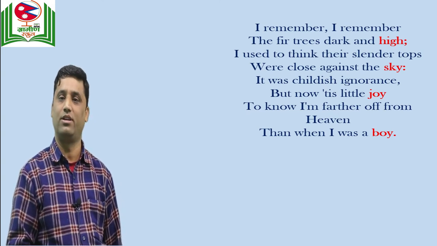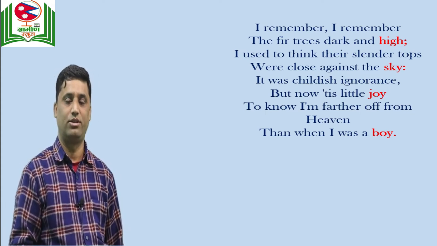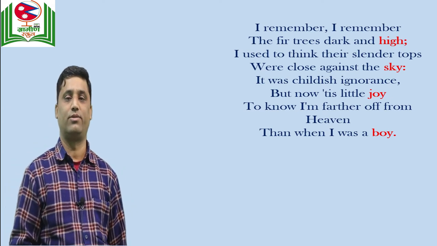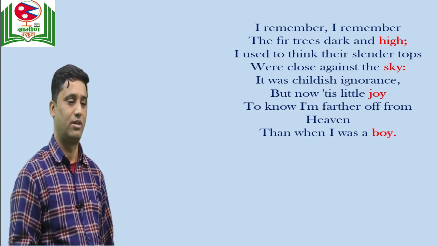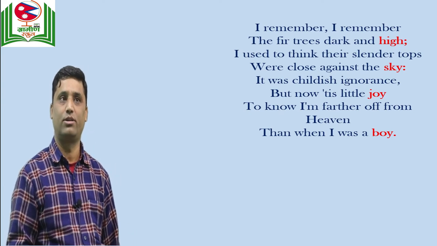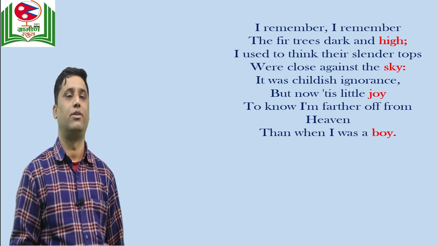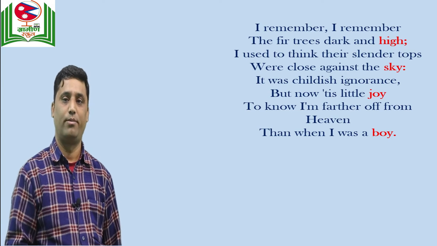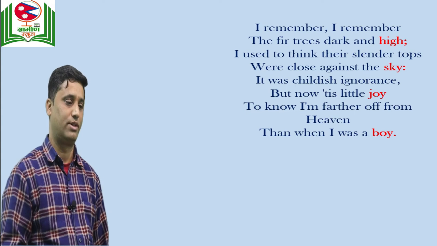But now he realizes that the trees cannot touch the sky. So that was the childish ignorance. And with that childish ignorance, he used to get very joy. This was a very little joy he would just simply get. Okay? So he used to get pleasure by looking at the fir trees, the slender tops of the fir trees. He used to feel that they would just touch the sky. But later he came to know that it was a childish ignorance. He did not know about that.